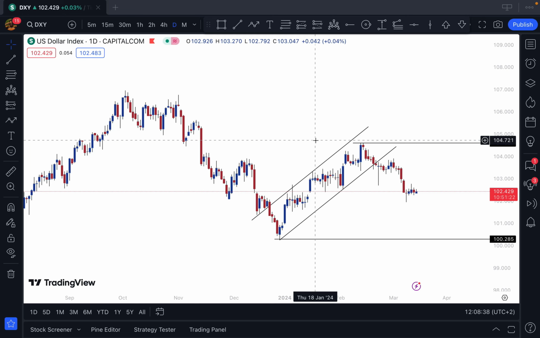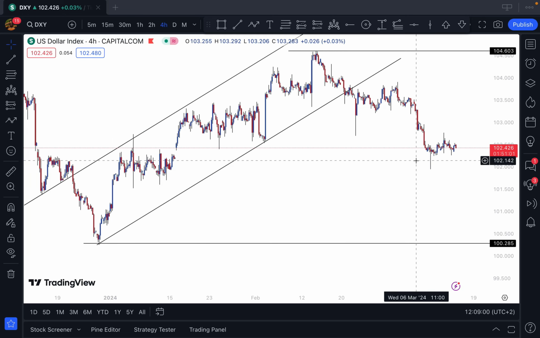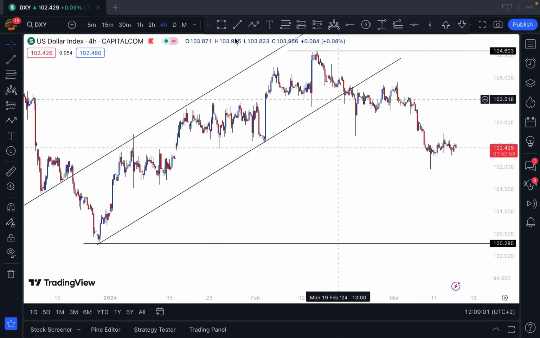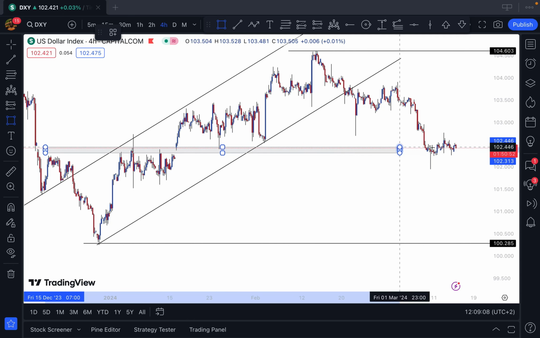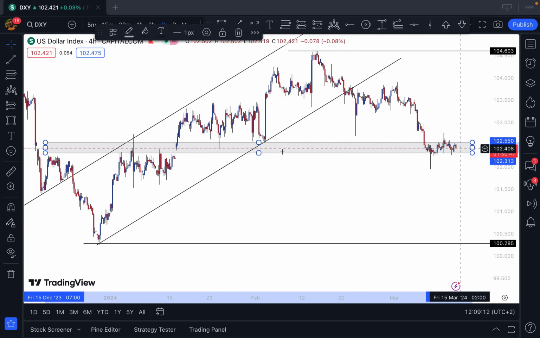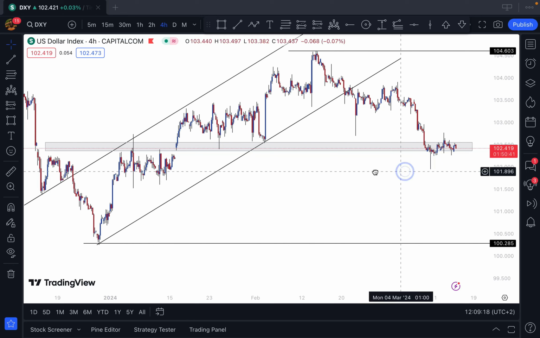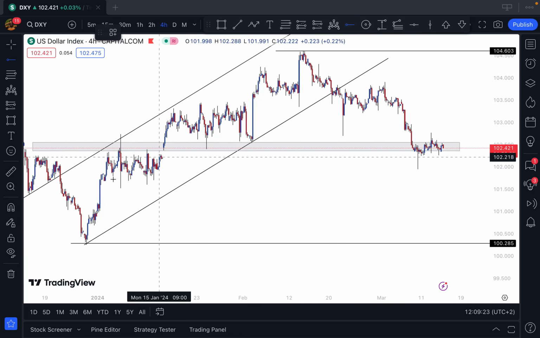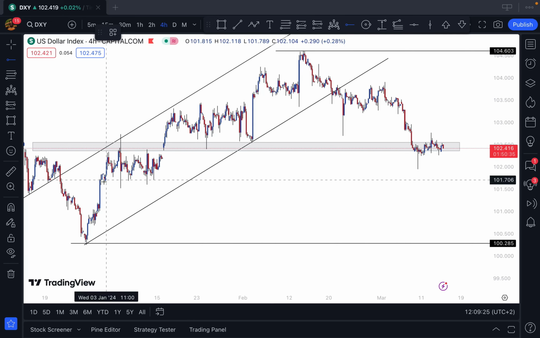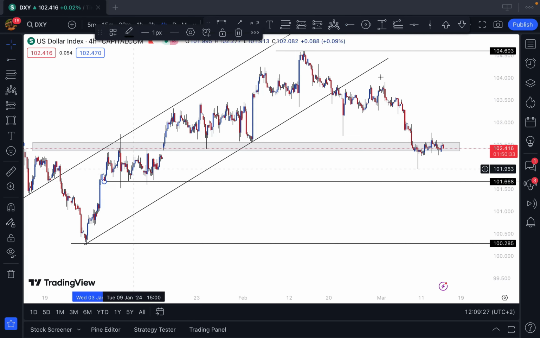So let us move on to our 4-hourly time frame. Moving on to our 4-hourly time frame, let us mark our significant levels right here where price had failure in breaking either above or below for quite some time. We have this level right here, this level acting as our support and resistance. Then I'll just mark this also as my significant level.